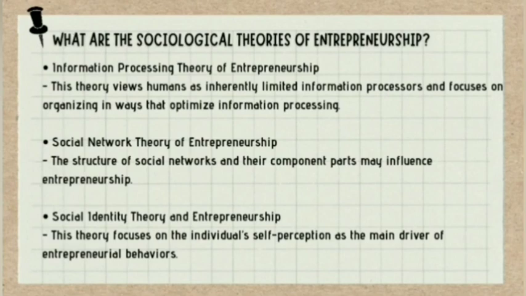The last one is social network theory of entrepreneurship. The structure of social networks and their component parts may influence entrepreneurship. Social network theory predicts that entrepreneurs will be successful to the extent that they obtain adequate, limited, and timely resources through their social networks. Networking is an essential factor in the development of a professional activity. It allows the entrepreneur to create professional relationships which will eventually become commercial relations.